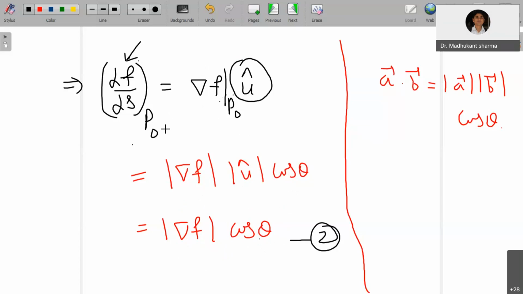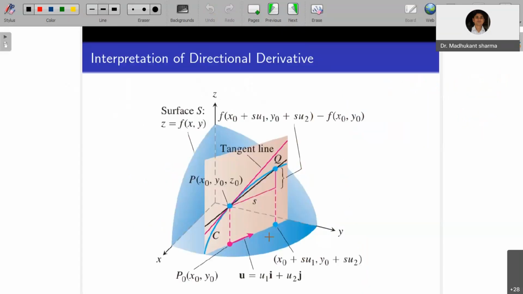So these are the properties of the directional derivative. You see the maximum increase in the direction of grad f, the maximum decrease in the direction of negative grad f, the opposite direction, and no change in the direction orthogonal to grad f. This comes from looking at the values theta is 0, theta is pi, and theta is pi by 2. So these are the properties attached to the directional derivative. Now, this is a physical interpretation of the directional derivative.